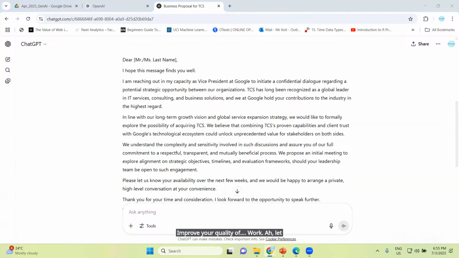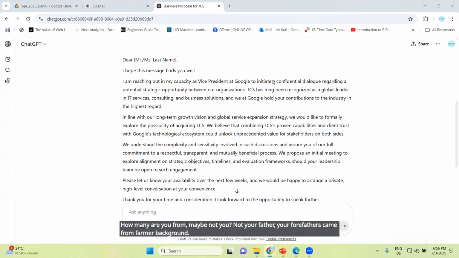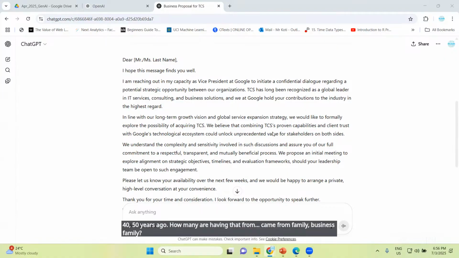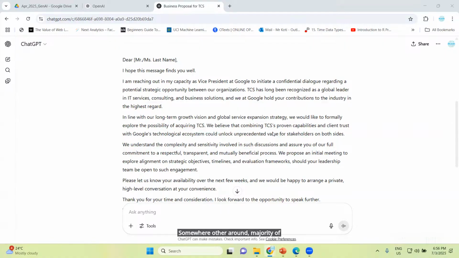And let me tell you one example, a classic example of India. How many of you, maybe not you, not your father, but your forefathers came from a farming background in India? 40, 50 years ago, I don't think everyone had a business in India. How many came from a business family? Somewhere or other, the majority depended on farming.